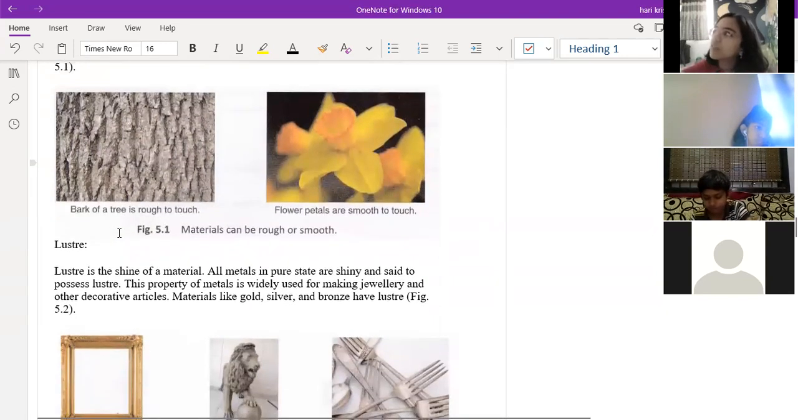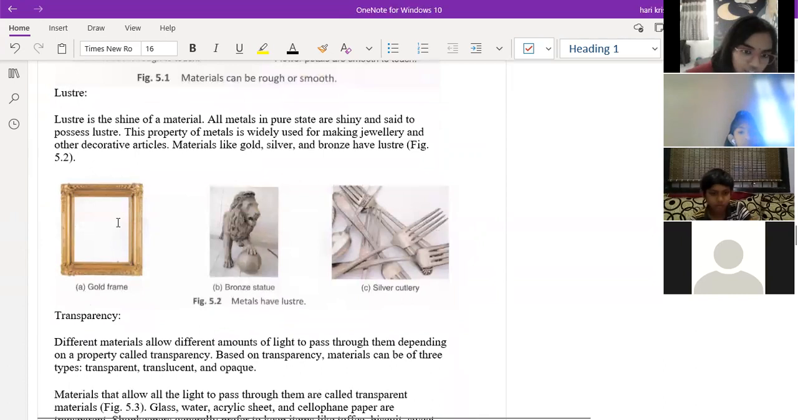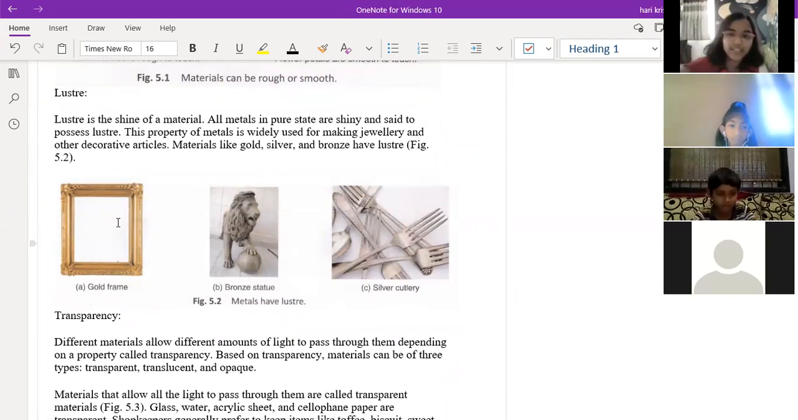What is the meaning of luster? Shiny, sir. Silk is lustrous, a shiny object. Okay. A shiny surface of a material is called luster.